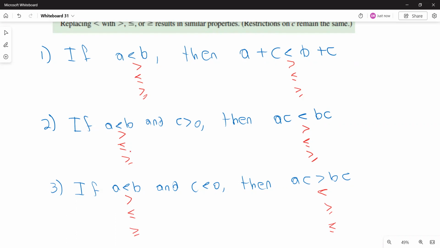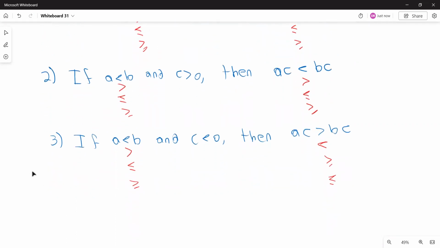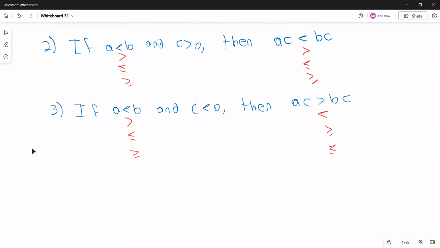And it's going to be the same if we subtract or if we divide. So with division, it's going to be the same thing. We can even do a over c is less than b over c when c is positive. And if c is negative, a less than b implies that a over c is greater than b over c. So we are going to be solving linear inequalities.